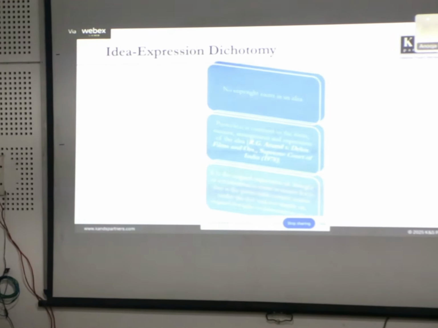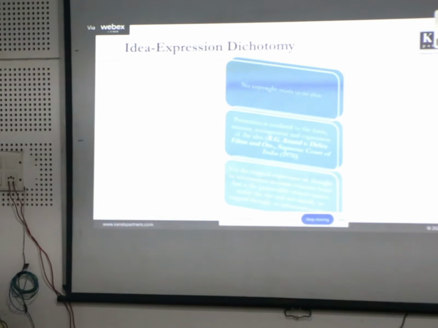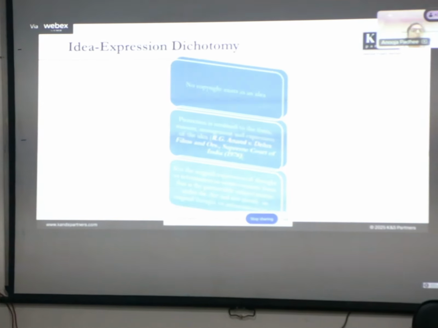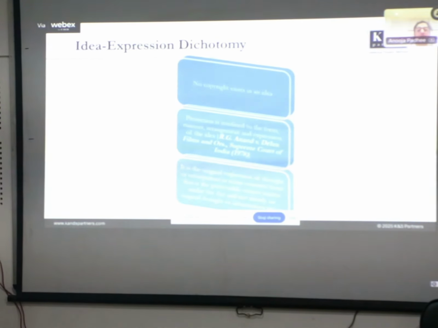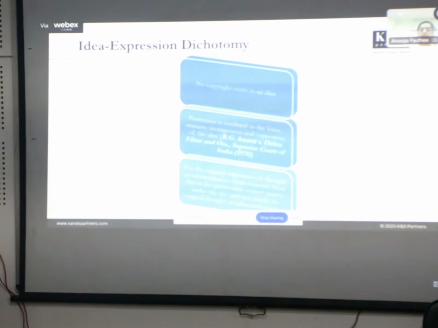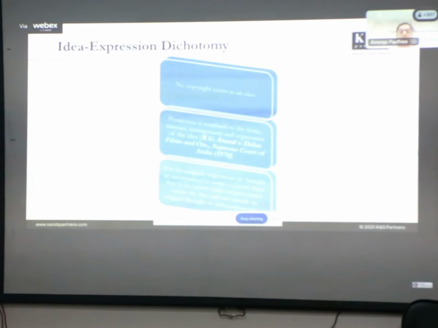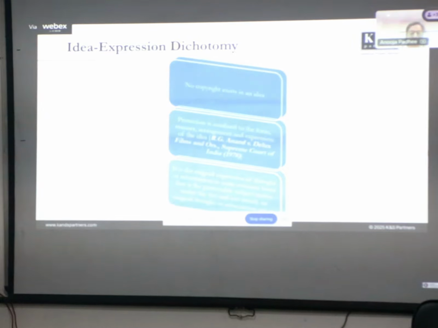Now we'll discuss a few principles that form the basic tenets of copyright in India, and these tenets were evolved through case law. We'll discuss two of them. One is the idea-expression dichotomy, which was discussed by the Supreme Court in the case of R.G. Anand versus Deluxe Films and others.